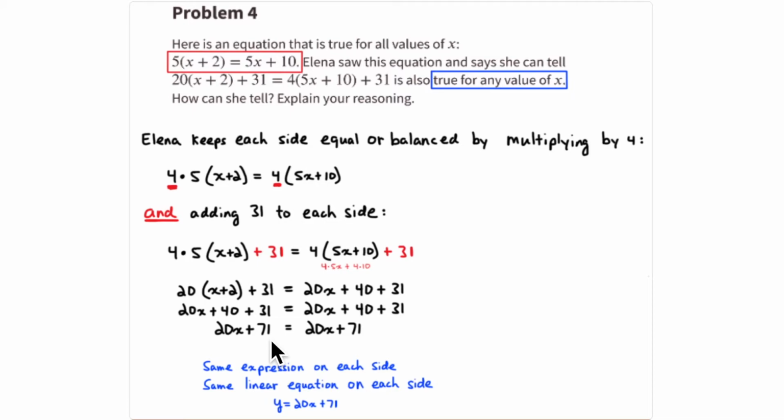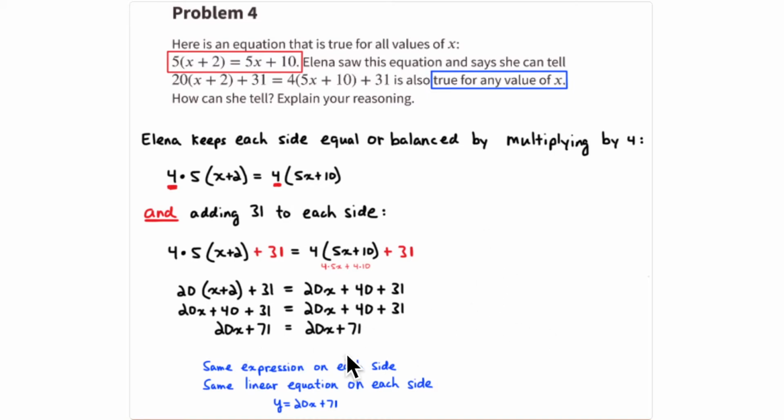So 71 is the y-intercept. It's where this line, the graph of this equation on this left side, is going to have a slope of 20 and a y-intercept of 71. On the right side, it's going to be the same thing. So 4 times 10 is 40, and that also gets added to 31. So 40 plus 31 is again 71. So she ends up with 20x plus 71, 20x plus 71.